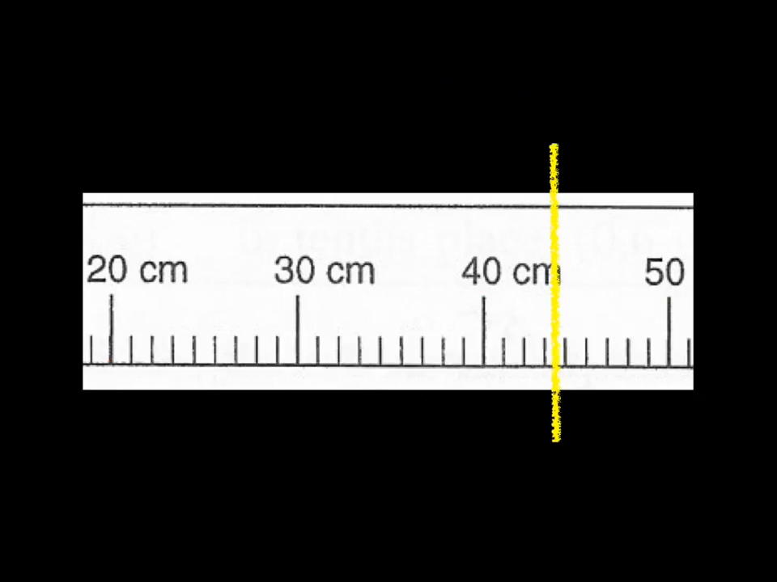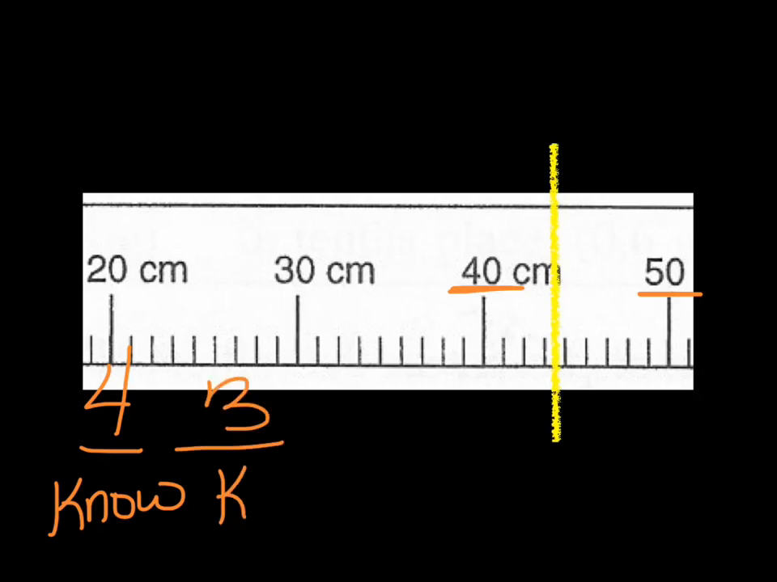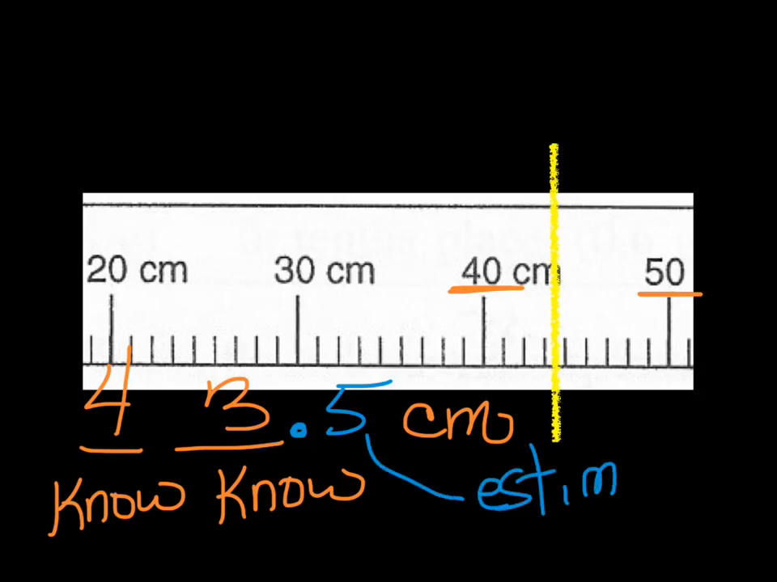All right, one more. Again, why don't you hit pause and try this on your own, then hit play and see how you did. This time, again, the line lies between the 40 and the 50 centimeter mark, so we know it's going to be 40. This time we also know it's going to be 3. And from there we can make an estimate, and I'm going to say 43.5 centimeters. Again, you may have estimated something other than 0.5. That's the reason it's an estimate. All right, what's our sig figs? 3 sig figs.